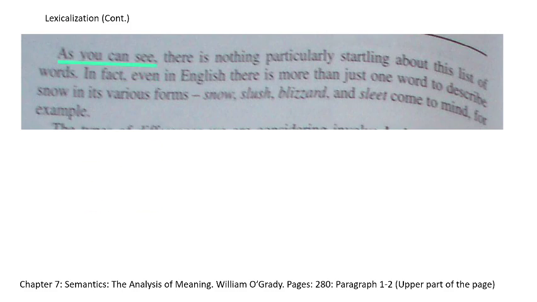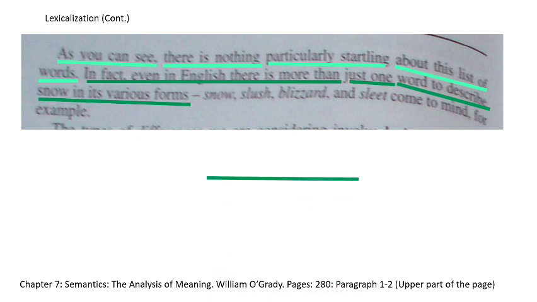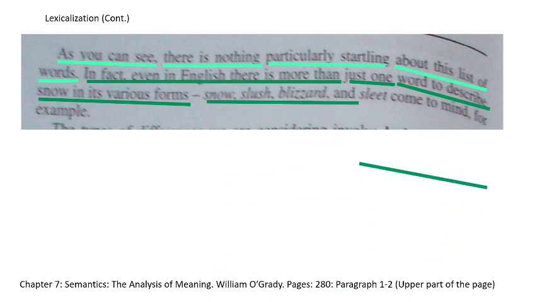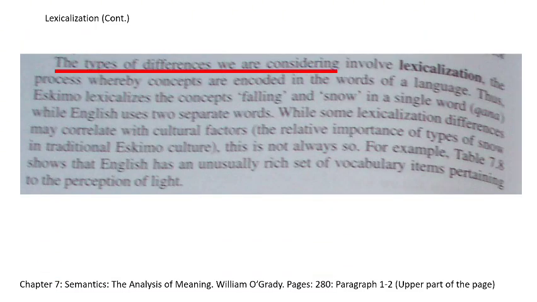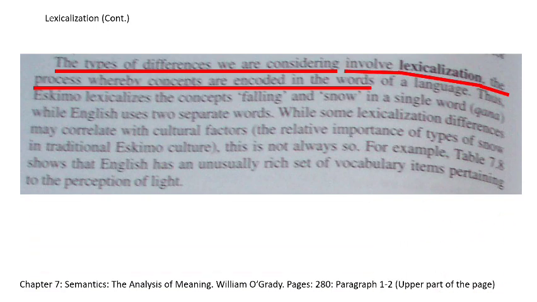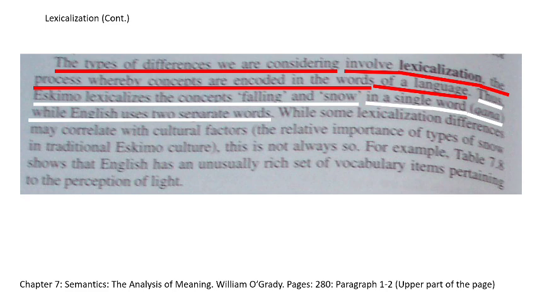As you can see, there is nothing particularly startling about this list of words. In fact, even in English, there is more than just one word to describe snow in its various forms. Snow, slush, blizzard, and sleet come to mind, for example. The types of differences we are considering involve lexicalization, the process whereby concepts are encoded in the words of a language. Thus, Eskimo lexicalizes the concepts falling and snow in a single word, kana, while English uses 2 separate words.